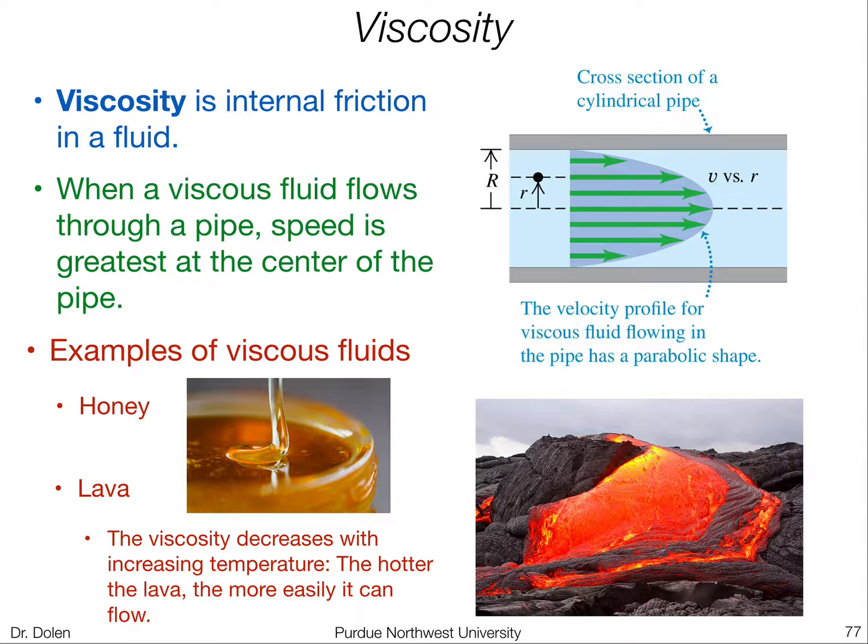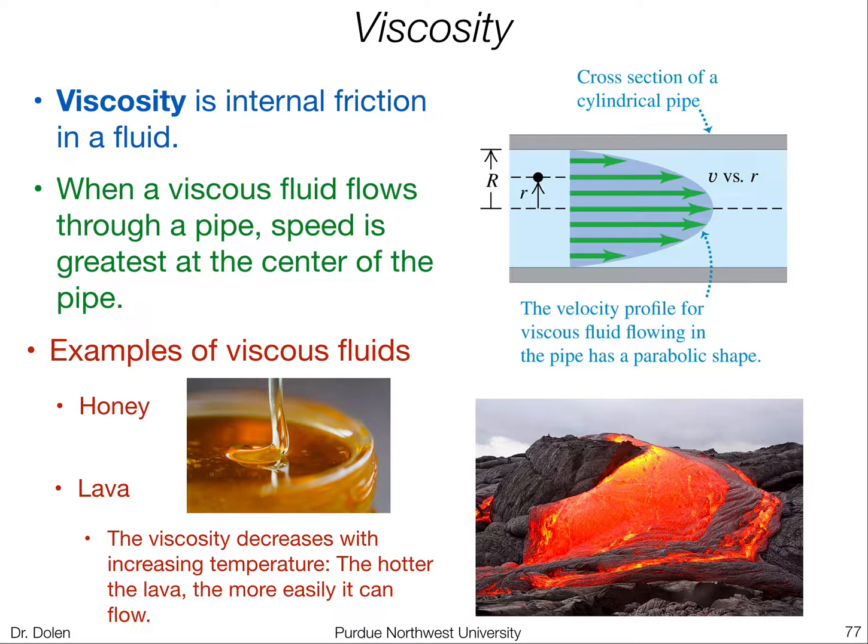Okay, so you can think about some viscous fluids you've probably interacted with, like honey. Right? Honey is very viscous, but hopefully you haven't interacted with lava. But lava is another example of a viscous fluid. And like many viscous fluids, the viscosity depends on temperature. Right, so the hotter lava flows more easily than the cooler lava. Right, so the viscosity changes based on temperature.